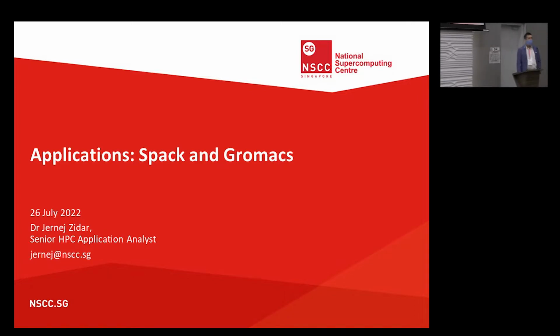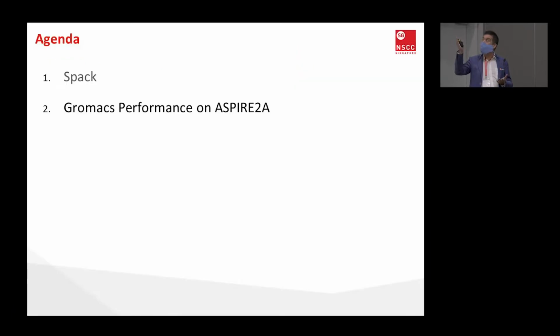Please. Hi everyone. So you heard a lot about the hardware on Aspire 2A, what it has inside, what it doesn't have inside. You heard about Kubernetes just now. So I think it's very apt that at this point in this day, you hear something about applications, like what would you actually want to do with such a great machine? So in my short talk, I will talk about Spack and about Gromacs.